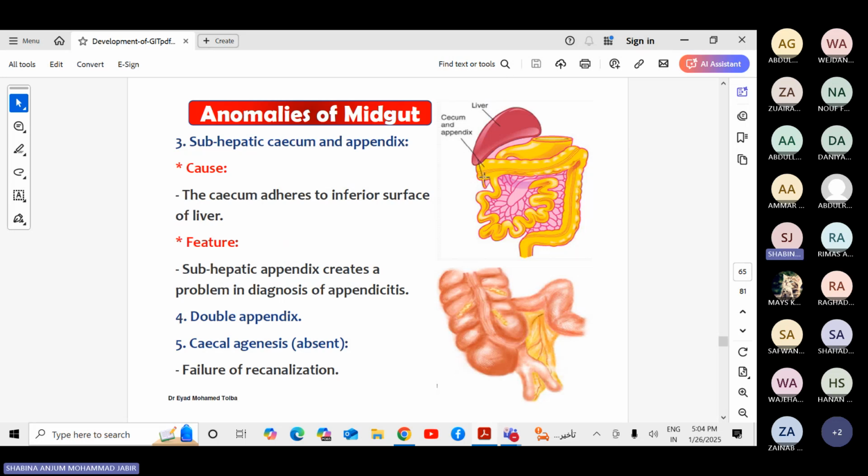As we know, when it first develops, the cecum will lie below the liver, subhepatic. Suppose it does not descend and is present over the inferior surface of the liver, it is called a subhepatic cecum and appendix. Sometimes it will not cause any problem, but if there is inflammation of the appendix, the patient will come to you, but when you check the right iliac fossa, you will find there is no appendix, no cecum. So sometimes it may be in the subhepatic area.